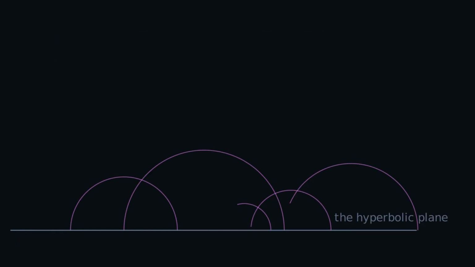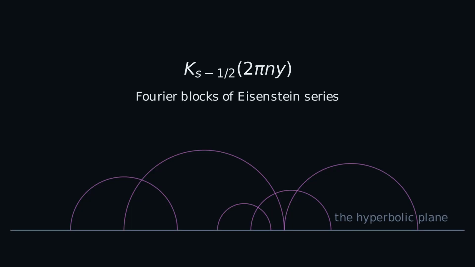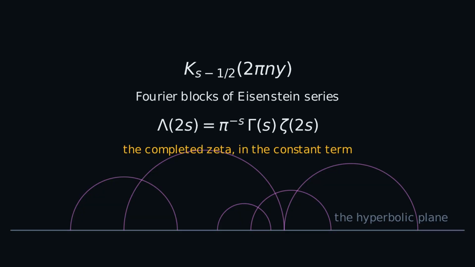One last resonance. The Bessel function that normalizes our family leads a double life. On the hyperbolic plane, K-Bessel functions are the building blocks of the Fourier expansions of Eisenstein series, and the constant term of those series carries the completed Riemann zeta function.